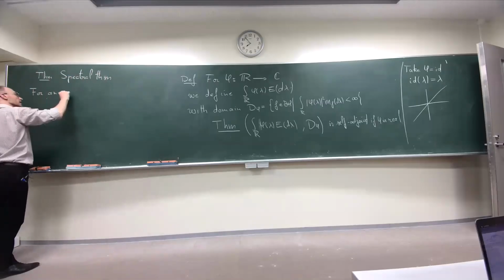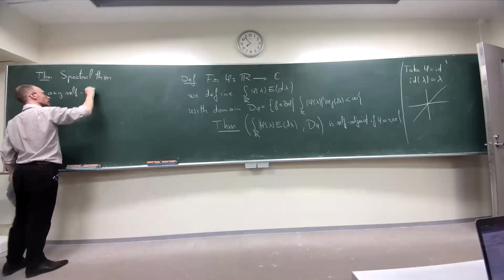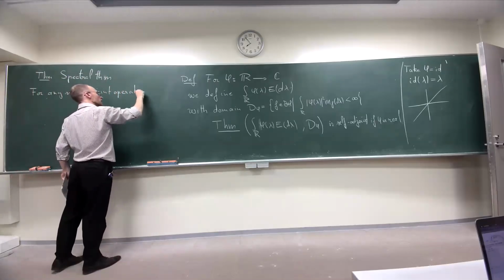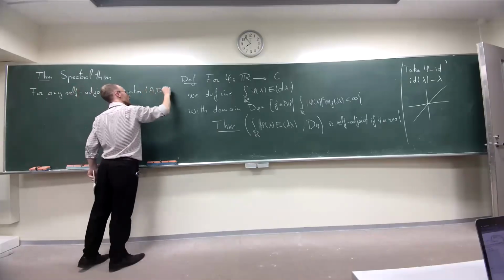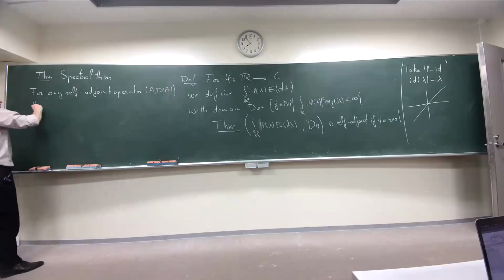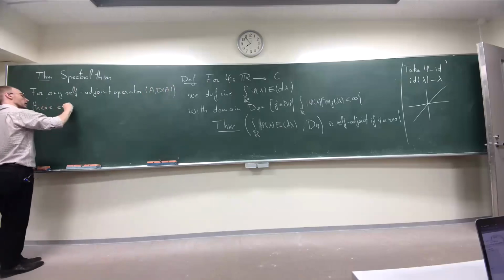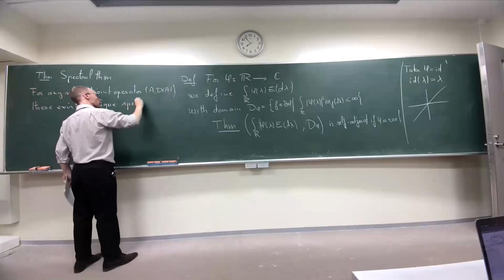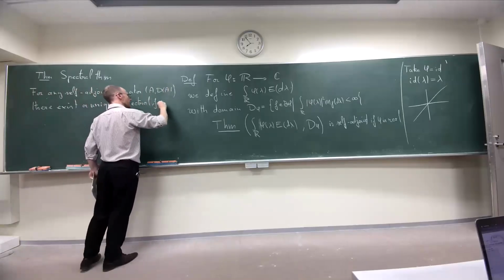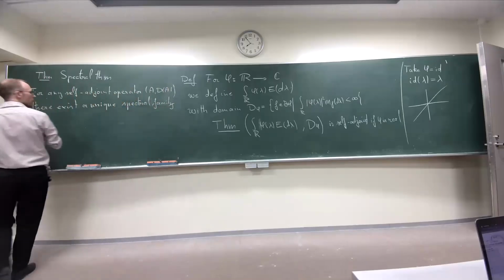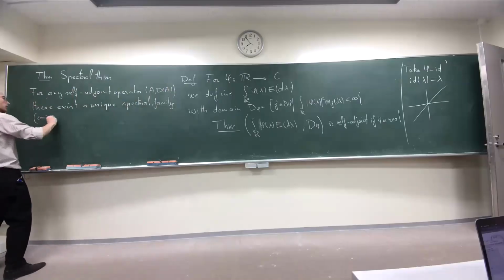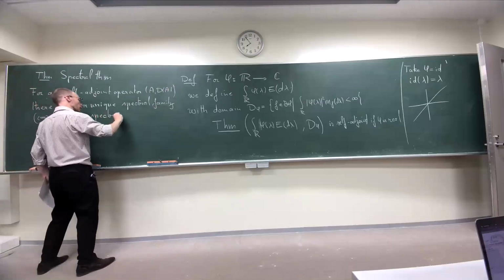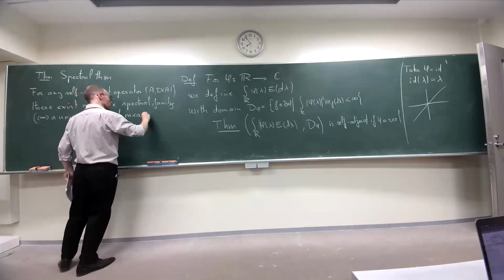For any self-adjoint operator A, with domain of A, there exists a unique spectral family. But as I said, this is the same as saying a unique spectral measure, because you can construct one from the other one.